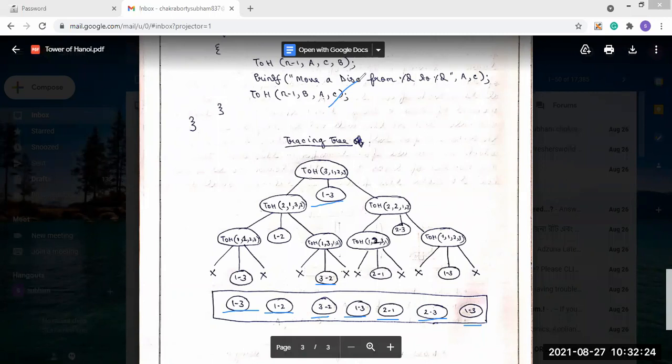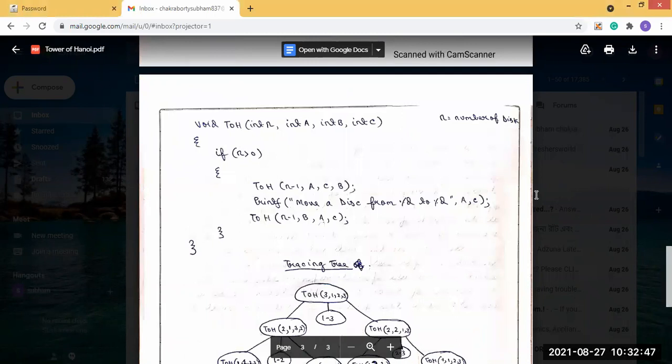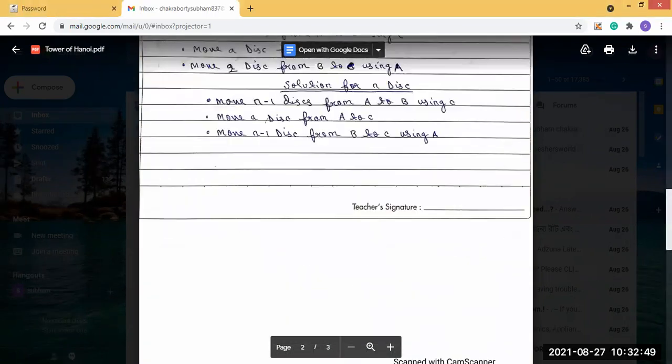So this is all about our Tower of Hanoi problem. This is basically the algorithm of the Tower of Hanoi problem. Sometimes it is given in exams. If you don't remember how to write the algorithm, then simply write it in English for the solution of n disks.